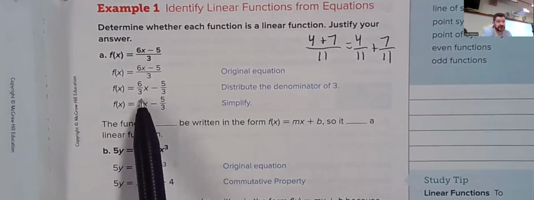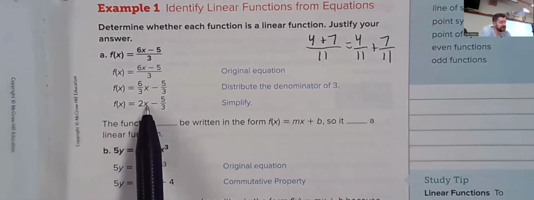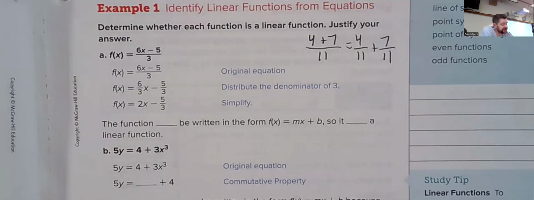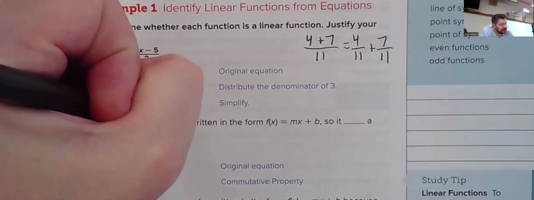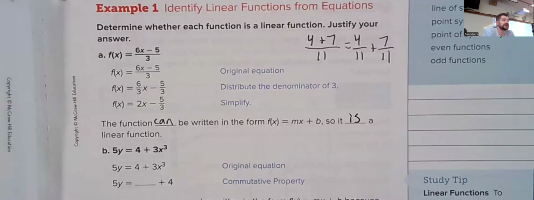You could leave it as a 6 over 3. That's still fine. But 6 over 3 is 6 divided by 3, which is 2. So you can write it as 2. So f of x equals 2x minus 5/3. Y equals mx plus b. So the function can be written of the form f of x equals mx plus b. So it is a linear function. Does this seem more straightforward than lesson 1? Hopefully a little bit.